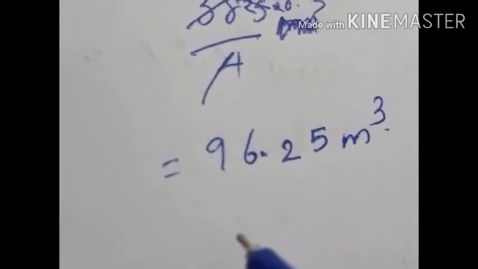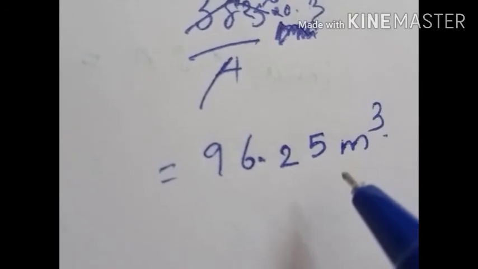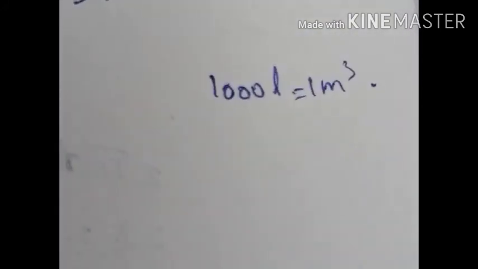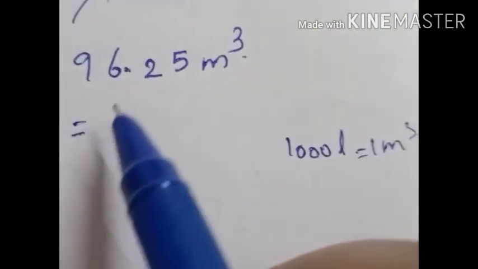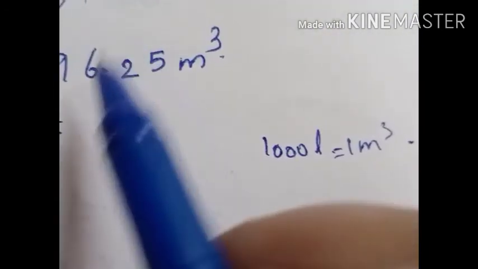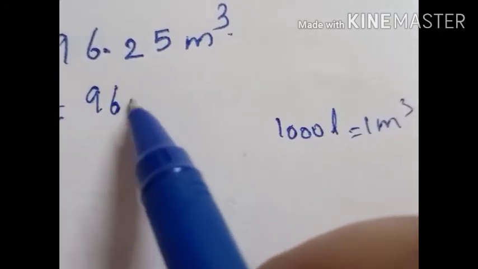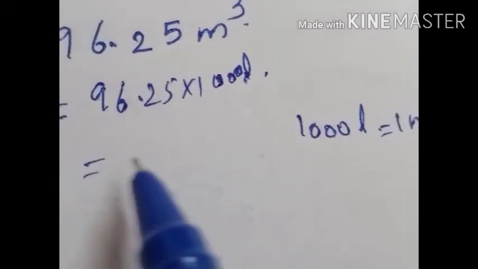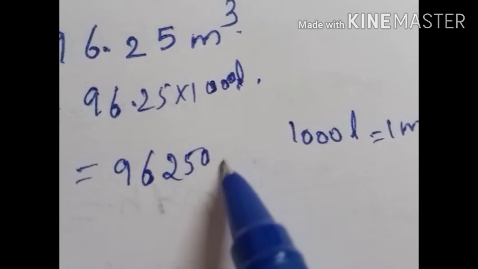So we should write that in liter, otherwise kiloliter. Anyway we can write. So we already know that 1000 liter equal 1 meter cube. So here we can convert this into liter. To convert meter cube to liter, multiply by 1000. So 96.25 into 1000 liter. That will be 96250 liter.